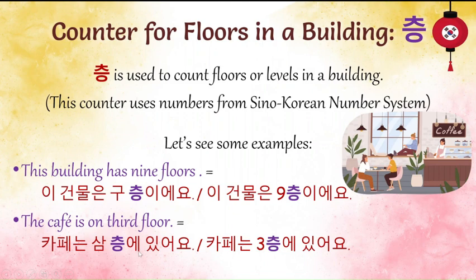Okay? Next example is, the cafe is on the 3rd floor. 카페는 3층에 있어요. Cafe is 카페. 3rd floor, 3층. Okay? And the location is indicated using the particle 에. Here we are indicating the location of the cafe. So it is indicated with the help of the particle 에. And the cafe is present at the 3rd floor. And for that we have used the verb 있다, 있어요. 3층에 있어요.